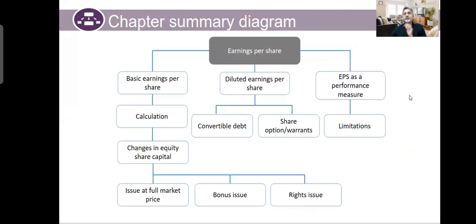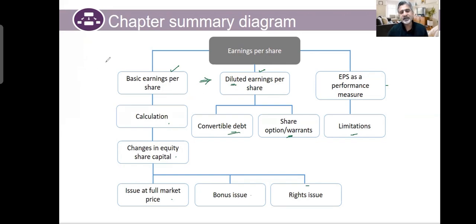These are the topics we are going to discuss here. Basic EPS, diluted EPS, the difference between these two. EPS as a performance measure, then how to calculate basic EPS, changes in equity share capital, changes in capital structure, full market, right issue, bonus issue. Then to calculate diluted EPS, you need to think about convertible debt, share options, and limitations, etc. Because we have mentioned diluted 2 or 3 times, I think I should give you a slight explanation of what diluted is, although I'm going to cover it later.